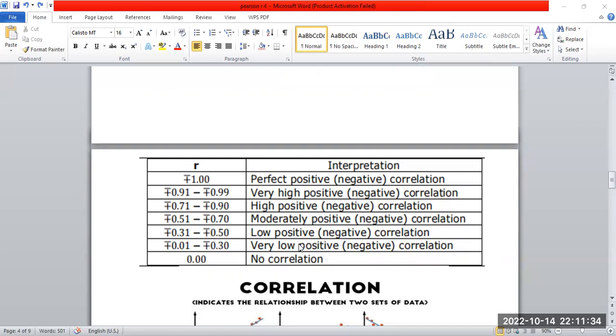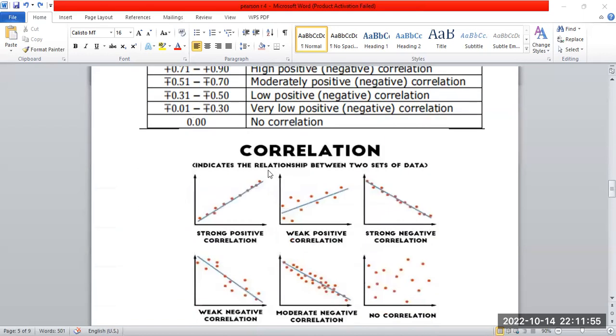So the interpretation, if it's positive, it's very low positive correlation and very low negative correlation. And if the R is equal to 0.00, the interpretation of that is no correlation. So wala siyang correlation. And for the correlation, this indicates a relationship between two sets of data.